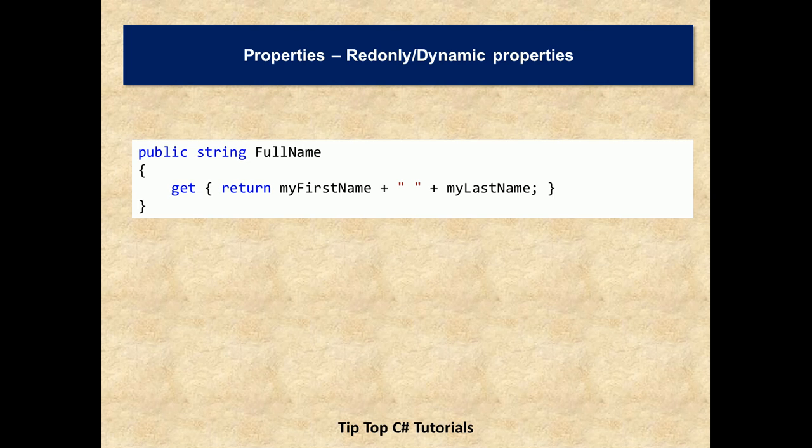If we go back to our first PPT, we had a question: which OOPS concept does property implement? The answer is encapsulation. So let's try to understand how property supports encapsulation. Let's switch to Visual Studio.